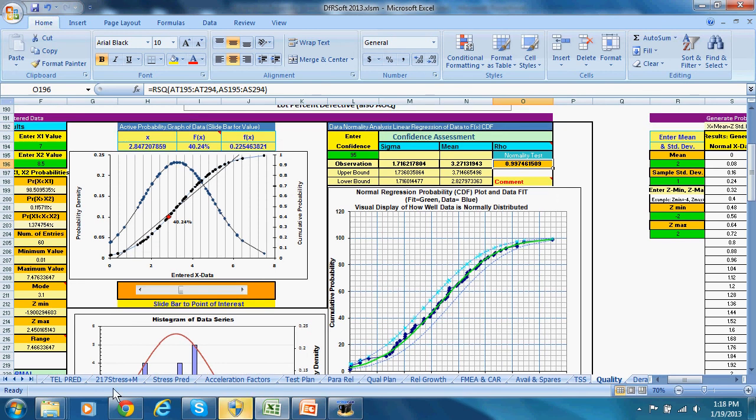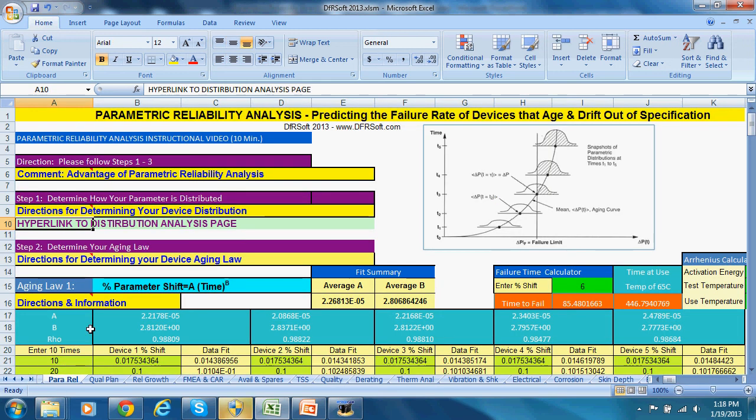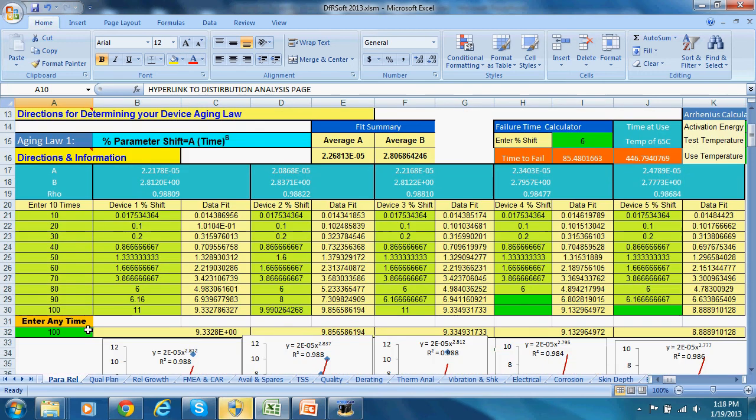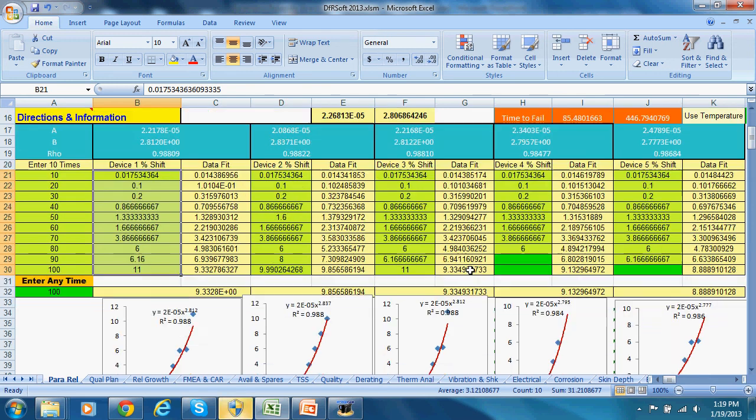Now you take your mean and your sigma and you go back to the parametric section in DFRSoft, go to step 2. Now we have our mean and our sigma. The next thing is to fit your live test data. DFRSoft makes that easy if you use one of those two laws that we talked about. You put your aging times here, and you put your percent drift for each device. Up to 5 devices it'll fit. If you need more, you can contact us.